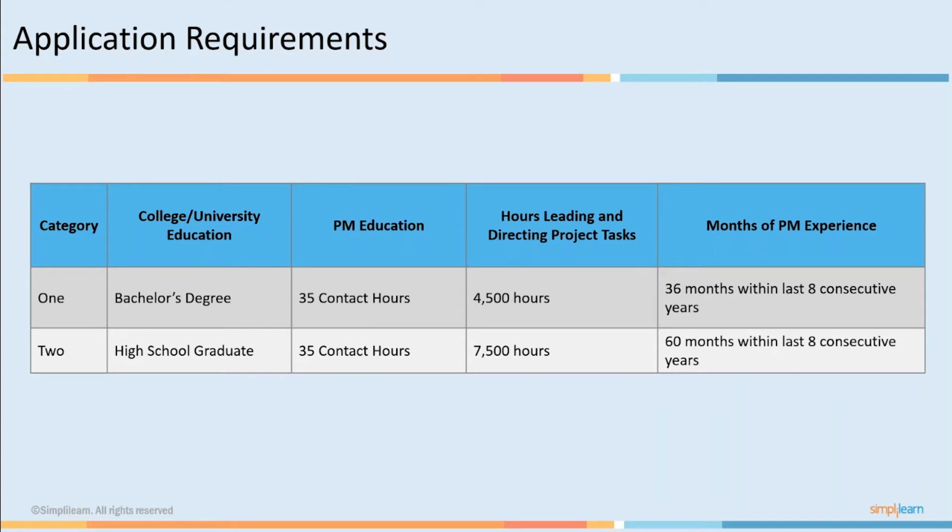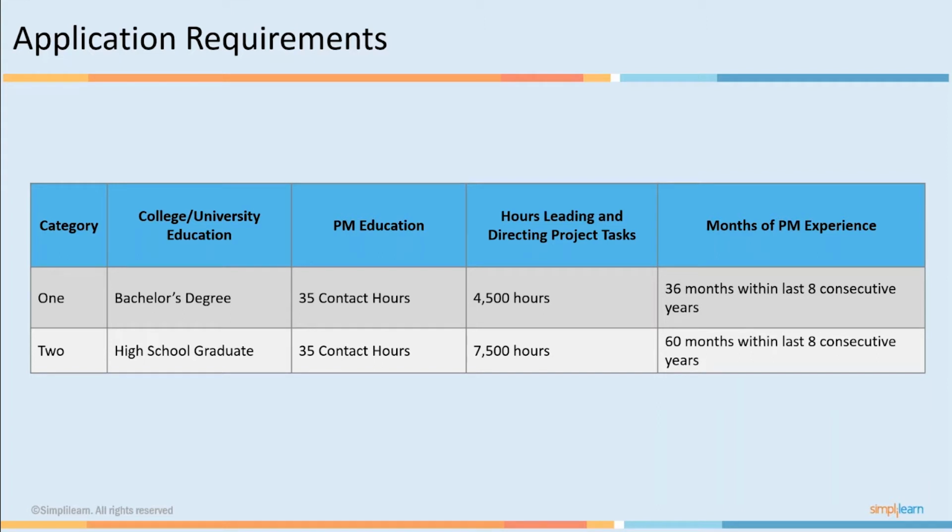I'm going to talk about how you calculate your 4,500 hours of project management experience, and that experience must come from projects done in the last 8 years only. So if we are in 2017 right now, that means you cannot consider experience from a project in which you worked before June 2009. The project must be after June 2009.